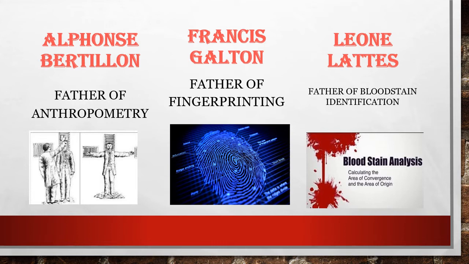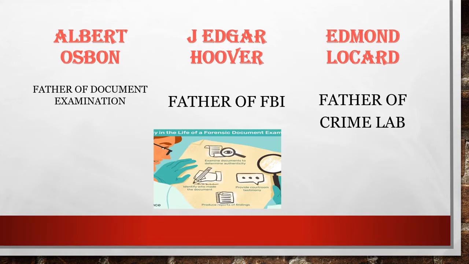Next, Francis Galton. He is the father of fingerprinting. Next, Leone Lattes. He is the father of bloodstain identification. He was the first one to determine blood type from a bloodstain. Next, Albert Osborn. He is the father of document examination. His work led to the acceptance of documents as evidence in court.